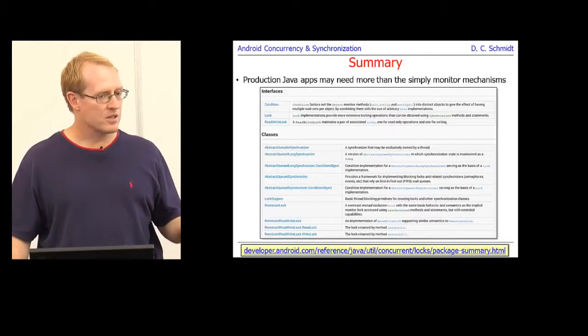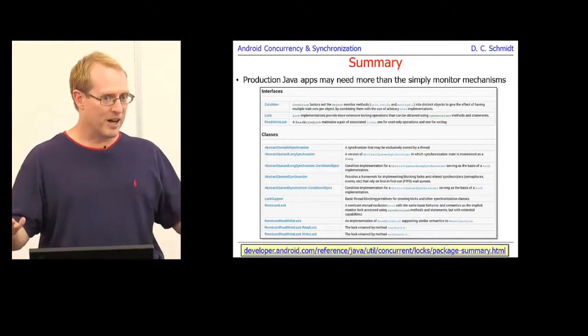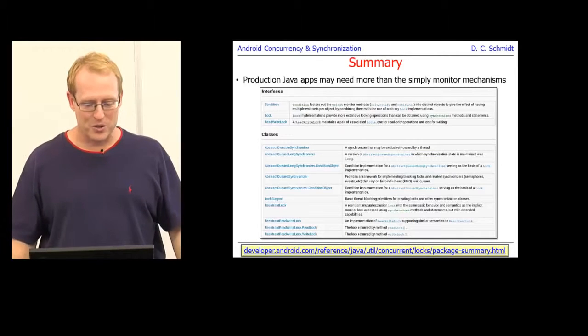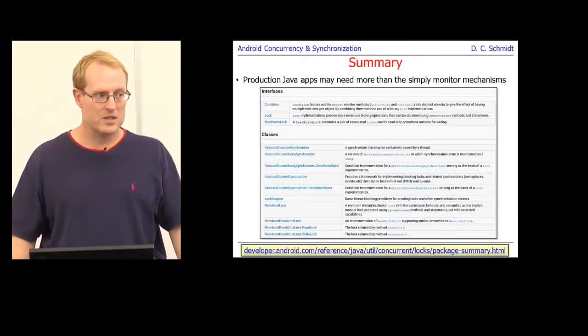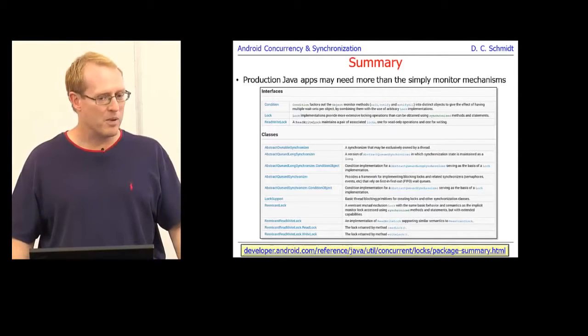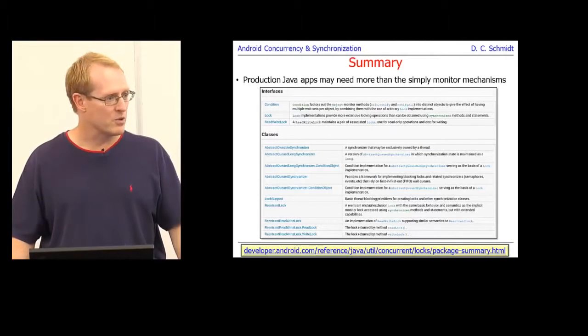Production Java apps, like many of the things you'll find in Android, actually need more than what you get out of the box in Java. Out of the box with Java monitor objects. This other stuff is part of Java 2. These are part of the Java util concurrent package, and this is the locks package in that other package. And if you take a look at the website, you'll find that they have a number of interfaces and classes defined that do all kinds of useful things.